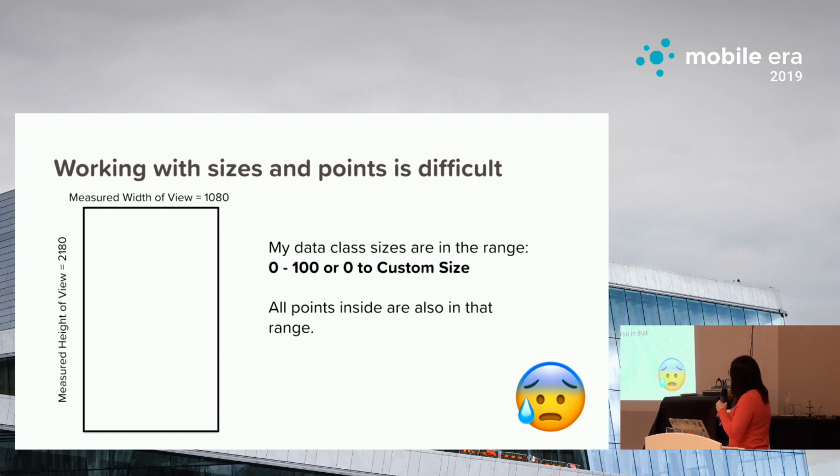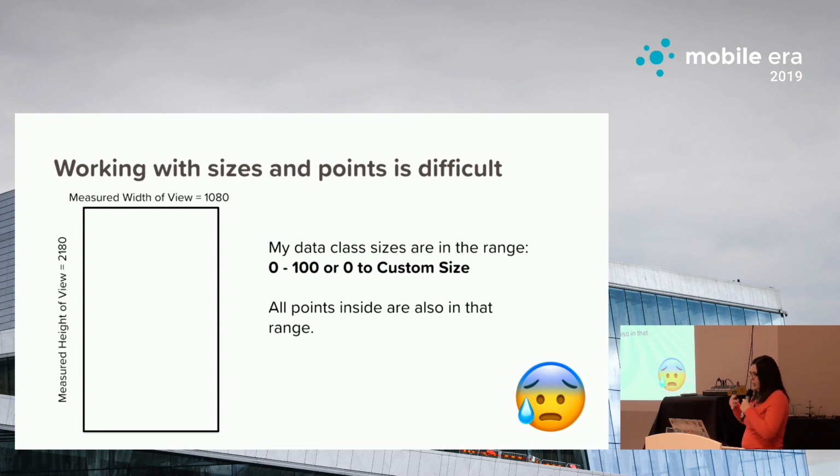So typically, in this example, we have a measured view width of 1080 and a height of 2180. This is not something that we can rely on. We can't hard code this kind of value, but in our concept of how we draw, we can work with certain sizes, such as between 0 and 100, or 0 and 1 if you wanted to. And that makes working with it a little bit easier, instead of working with this dynamic size that we don't know how to deal with.